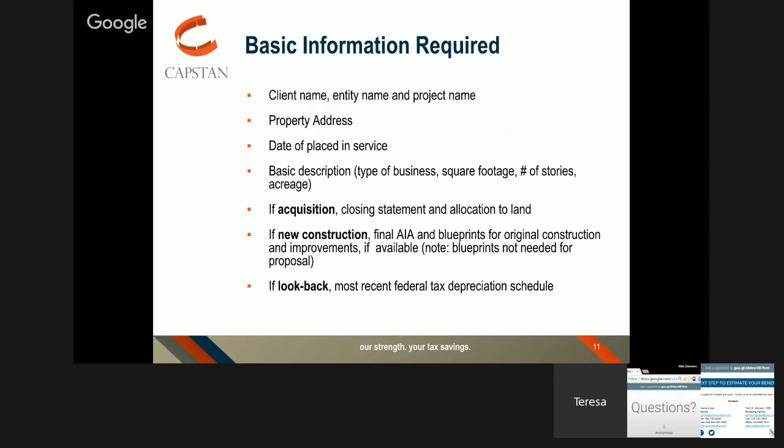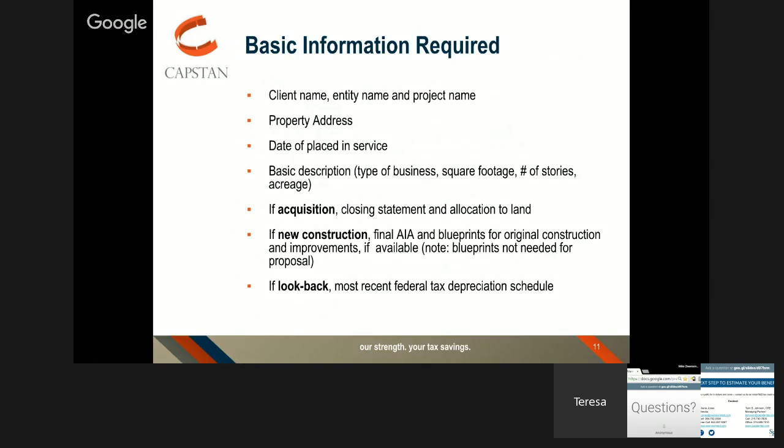So there are 3 areas that I wanted to focus on, and we've mentioned these: acquisition, new construction, look back. And we basically need all that information at the top. But depending on what type of project it is, we need some specific information. So if it's an acquisition, you're just placing it in service, you just acquired it, we would need a copy of your closing statement, and I also need to know how much you've allocated to land, because remember, I told you we pull that land out, so we wouldn't include that in the depreciable basis.